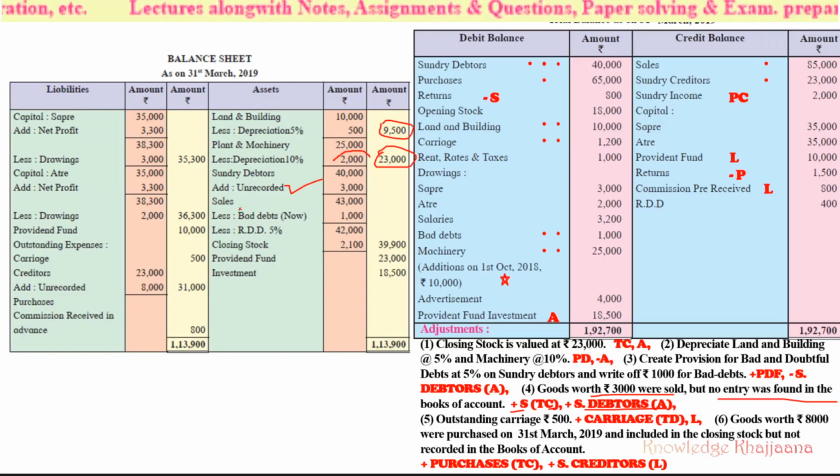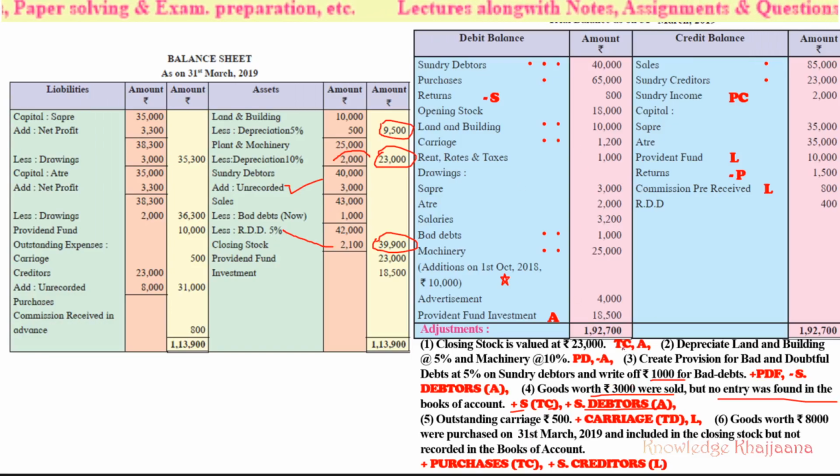Sundry debtors: add unrecorded sales first, then less new bad debts, that is rupees 1,000. After deducting these new bad debts, the value of debtors will be 42,000. Then calculate 5% RDD on the remaining debtors. So 42,000 were the remaining debtors and 5% RDD on them was rupees 2,100. So this is the final value of the debtors.